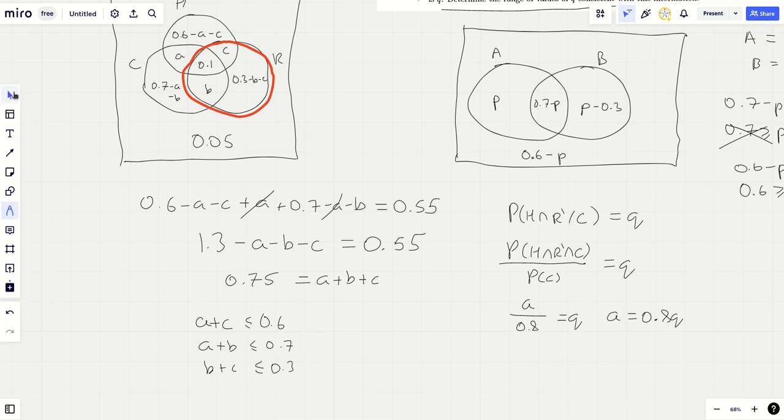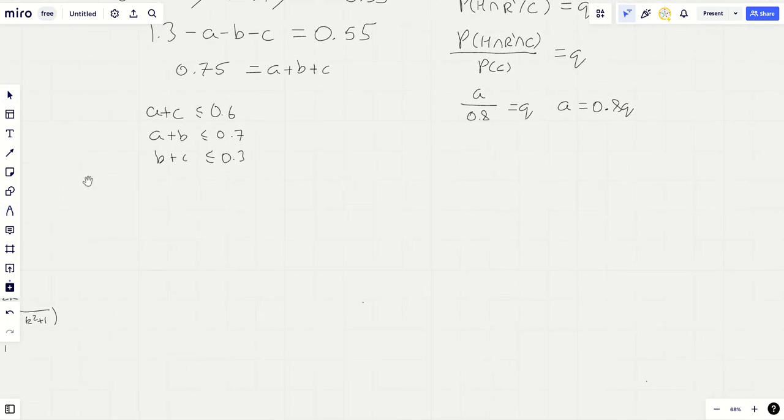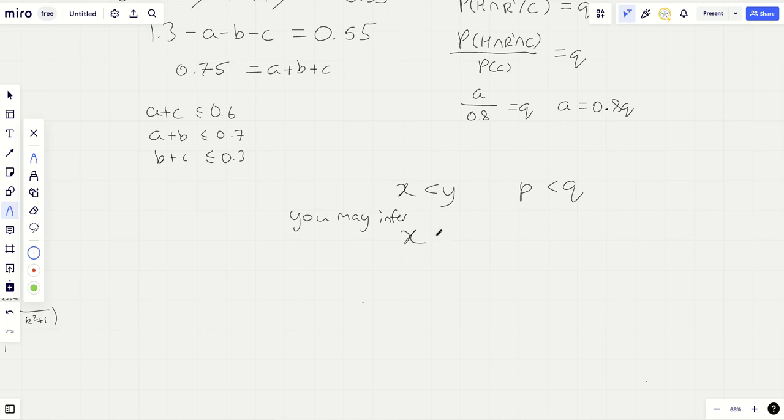Here's an interesting fact about inequalities. You're allowed to add 2 separate inequalities, but you're not allowed to subtract them. Yeah. So if you've got, let's do it with different letters, x is less than y, and p is less than q, you may infer that x plus p is less than y plus q. That's allowed, that's fine. But you may not infer, we're not allowed to subtract them, it's really interesting this, that x minus p is less than y minus q.